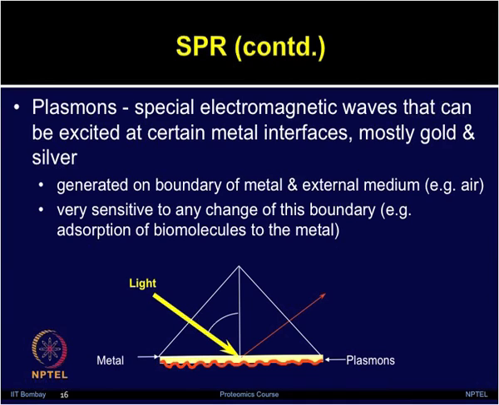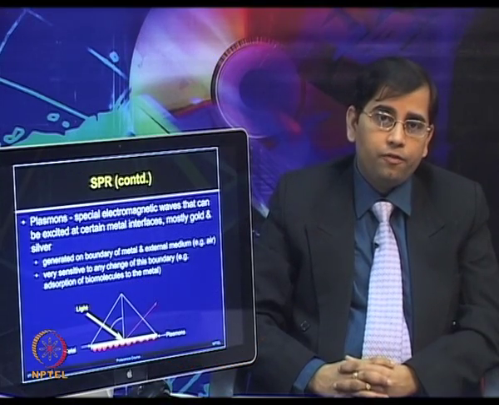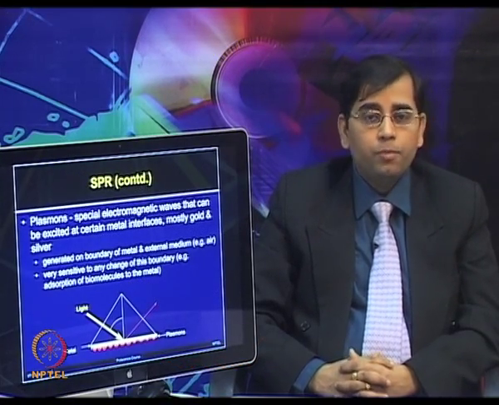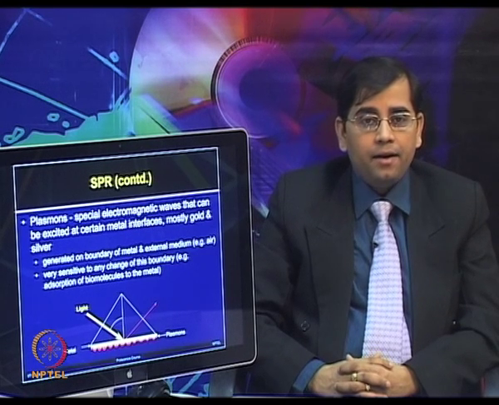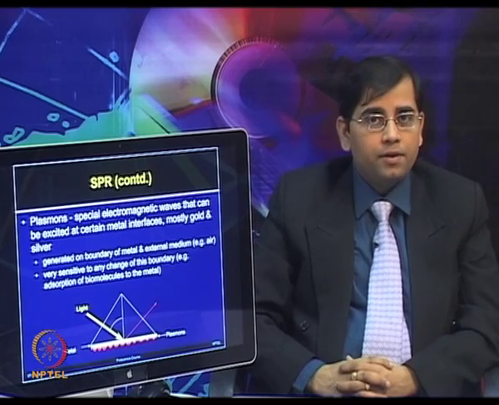These are very sensitive to any change of the boundary, such as adsorption of a biomolecule to the metal. In the schematic diagram, you can see the working interface of an SPR spectrometer and how these surface plasmons are generated.